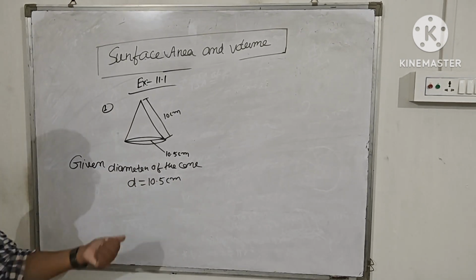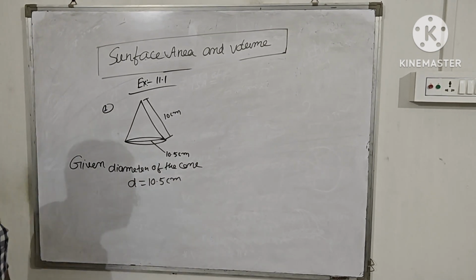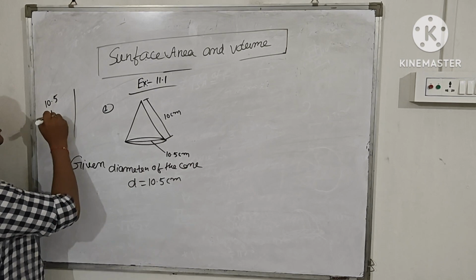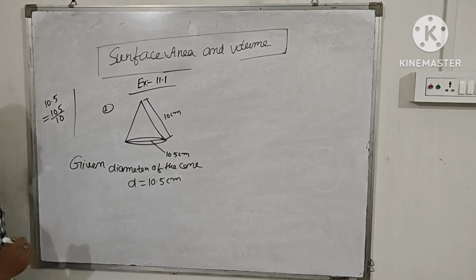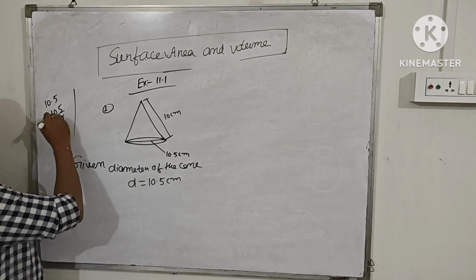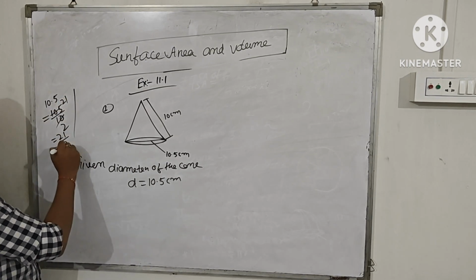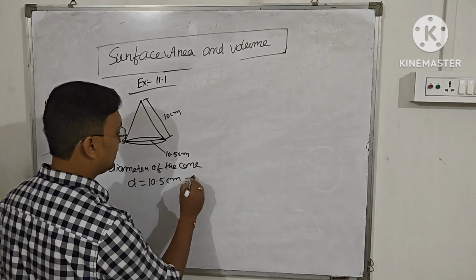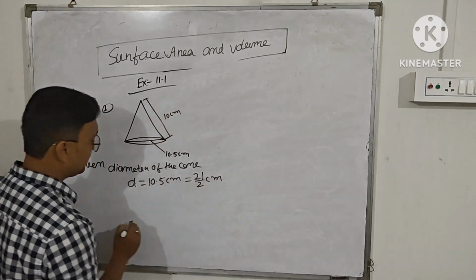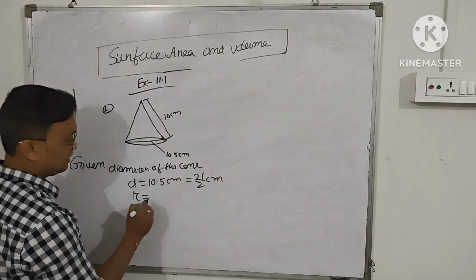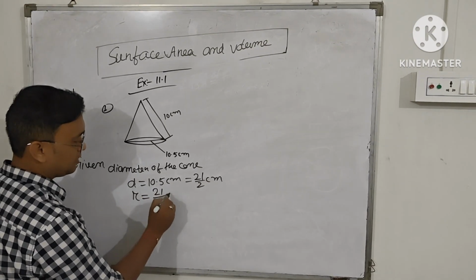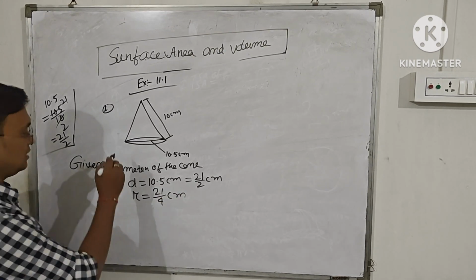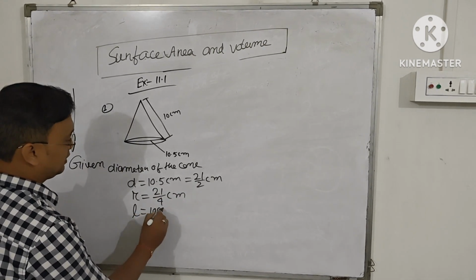Stop writing and focus here. When you find anything in decimal format, immediately convert it into fractional format. So if I try to convert it like this, it will be like this. Now simplify this. Finally, we came to know that 10.5 can be written as 21 by 2. So immediately write 21 by 2 centimeter. If diameter is this, then the radius is half of this. That means 21 by 4 centimeter. And slant height, that is 10 centimeter.